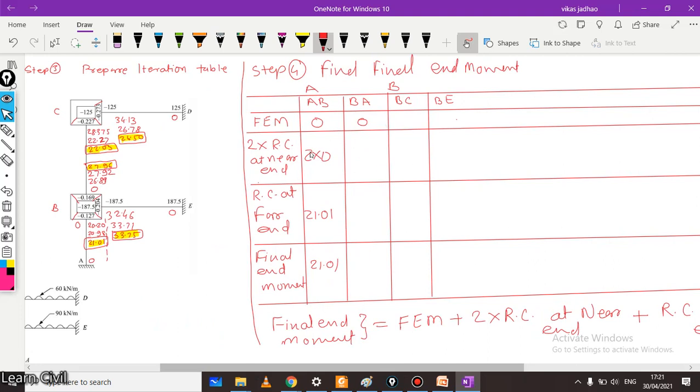Now 2 into rotation contribution at near end. For BA, rotation contribution at near end is 21.01, so write down 2 into 21.01. Rotation contribution at far end for BA, rotation contribution at A, is equal to 0.